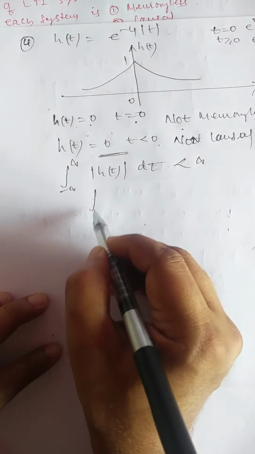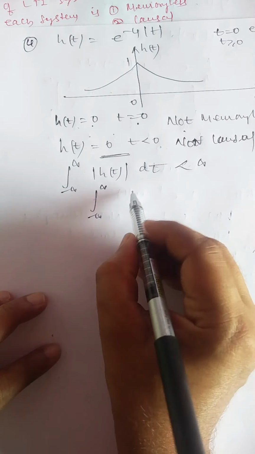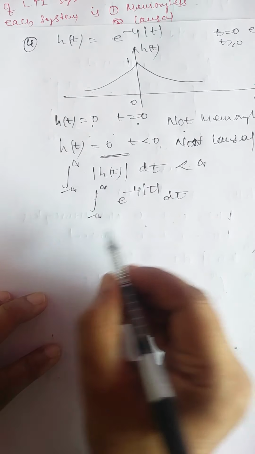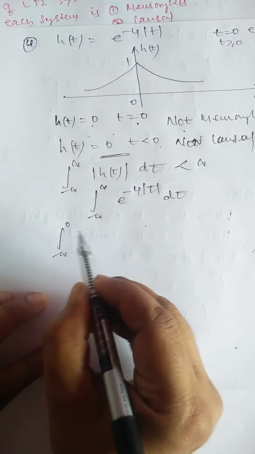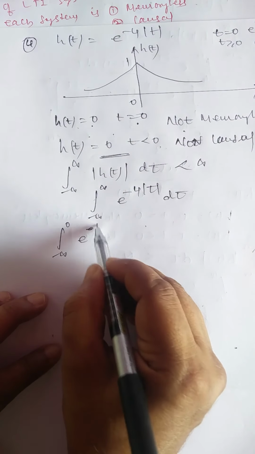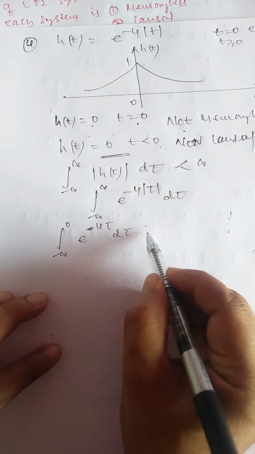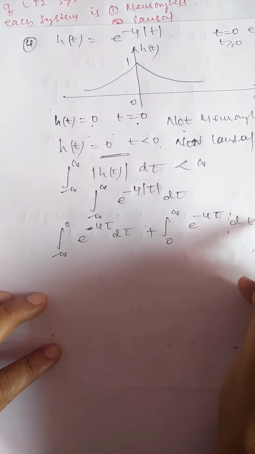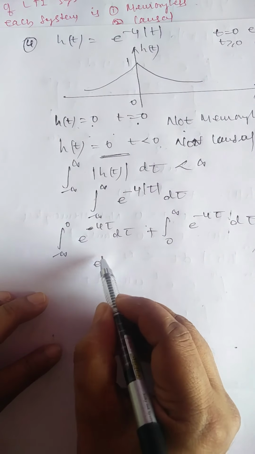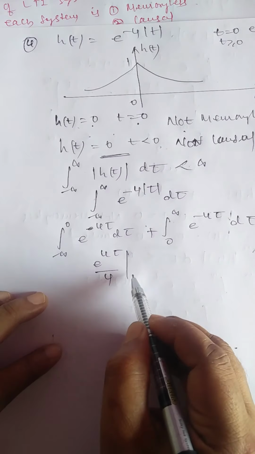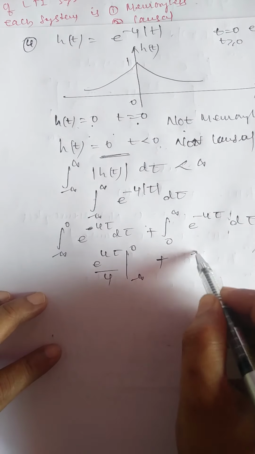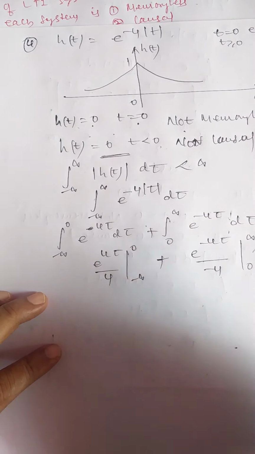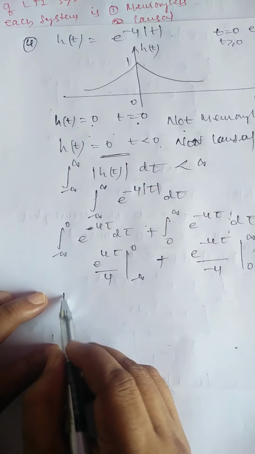That is, the integral from minus infinity to plus infinity of e to the power of minus 4 modulus of tau d tau. This can be written as the integral from minus infinity to 0 of e to the power of 4 tau d tau, plus the integral from 0 to infinity of e to the power of minus 4 tau d tau. That is e to the power of 4 tau divided by 4, substituting the limits minus infinity to 0, plus e to the power of minus 4 tau divided by minus 4, from 0 to infinity. E to the power of 0 is 1, and 1 by 4 is outside.